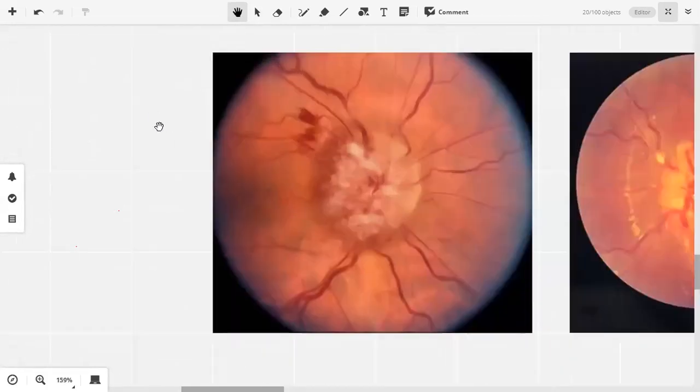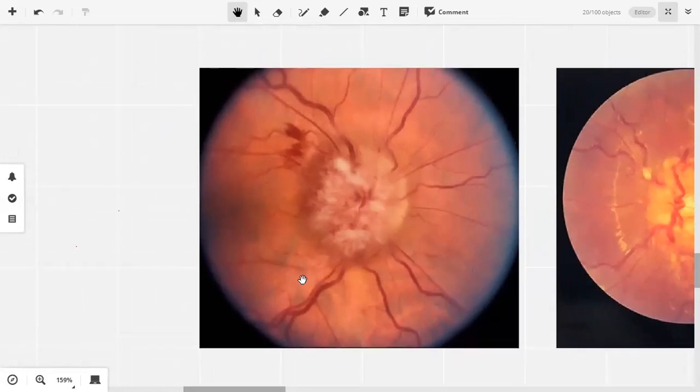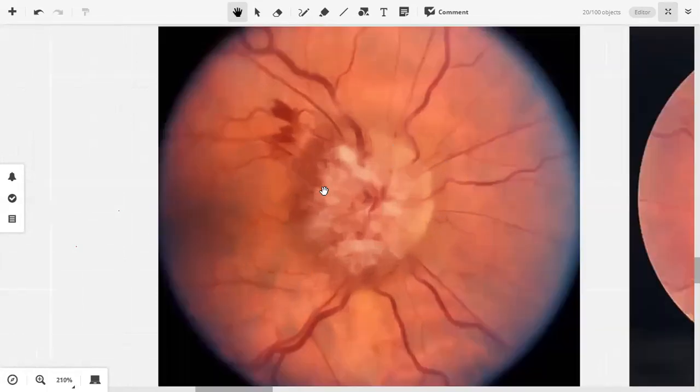So let's focus on the right eye first. This is the right eye. This is the macular area. This is the nasal part. This is the temporal part. Look at this optic disc. Can you appreciate the margins? Yes, you cannot appreciate the optic disc margins. आपको nasal side पे थोड़े नजर आ रहे हैं, but they are blurred on the temporal side.